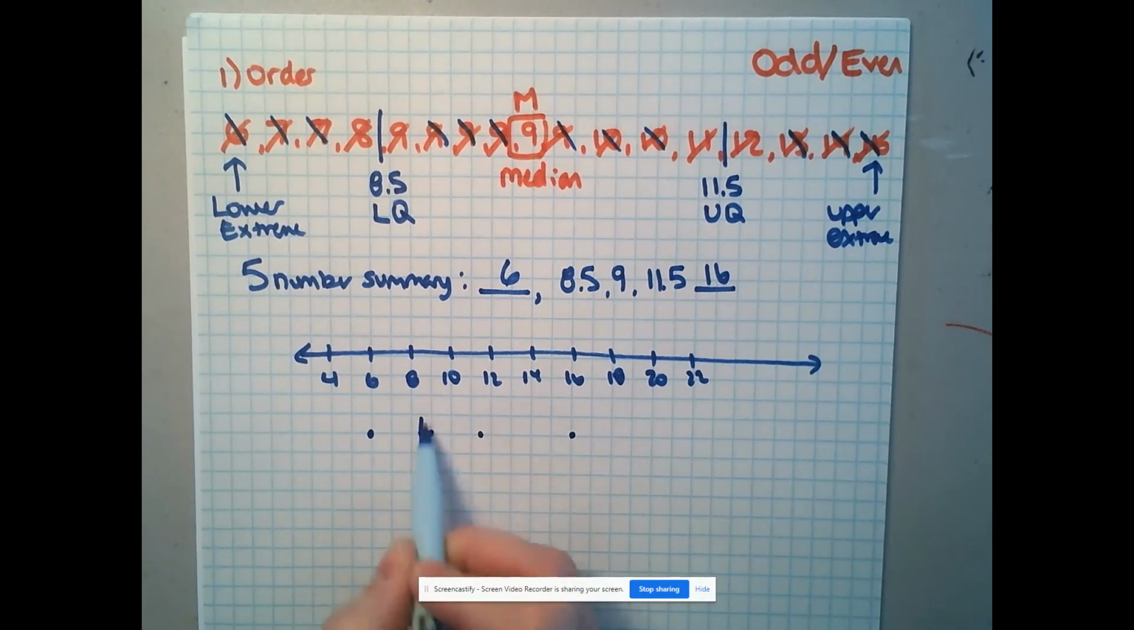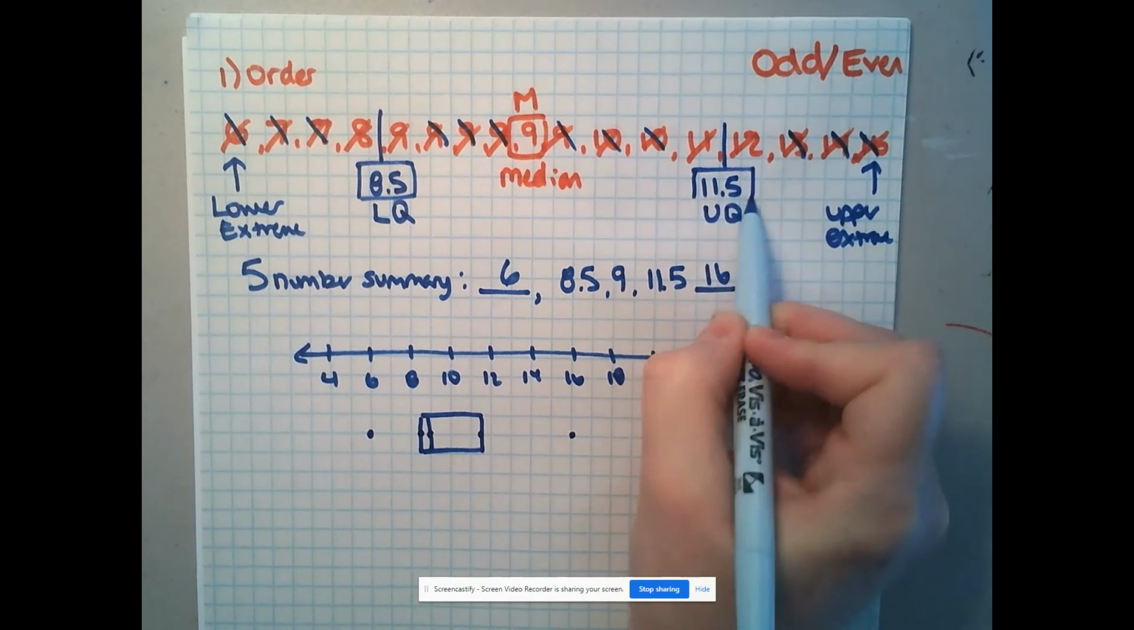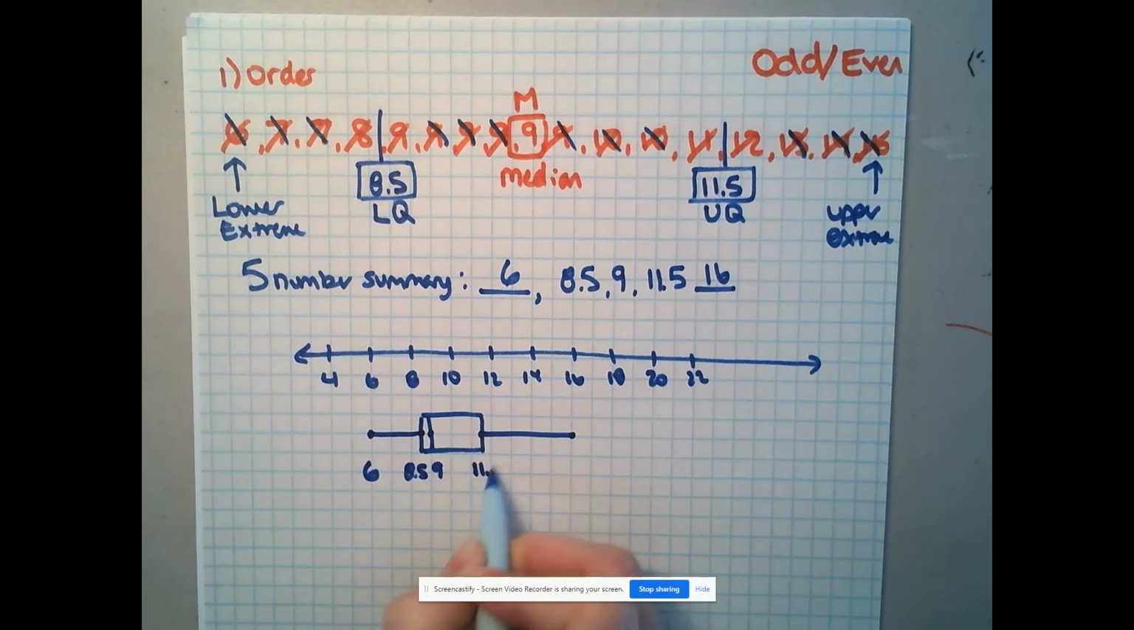So the 3 numbers in the middle make the box. And if you want, you can put the 8.5 in a box and you can put the 11.5 in a box, but you'll notice that the double numbers that were the 2 middle numbers, they don't get boxed in. And then we draw our segments out to the whiskers. We always label the dots, so 6, 8.5, 9, 11.5, and 16. That way anyone trying to read our box and whisker plot can do so.